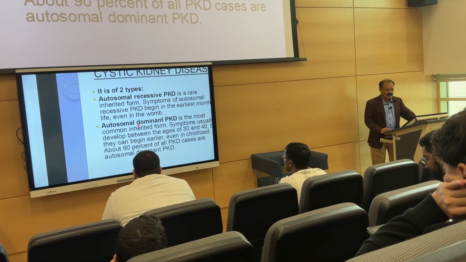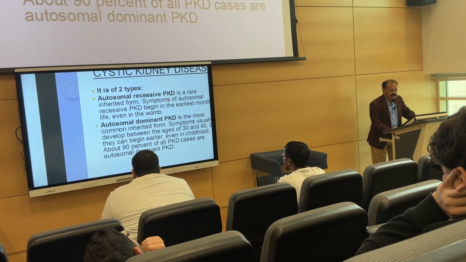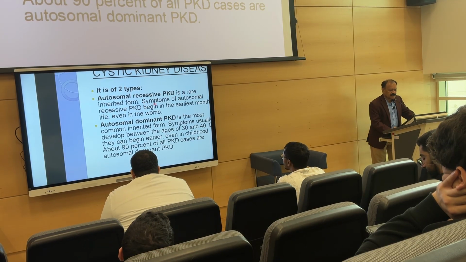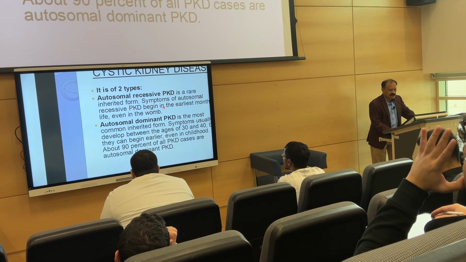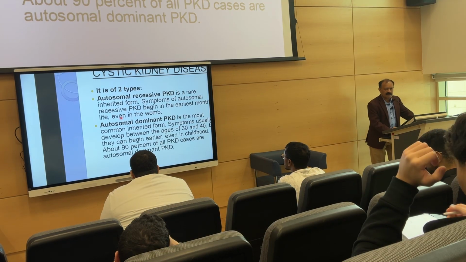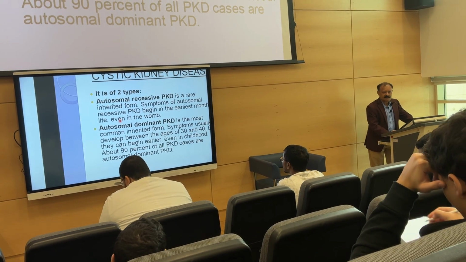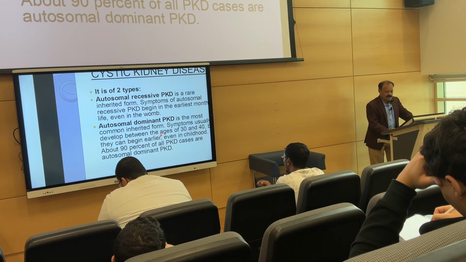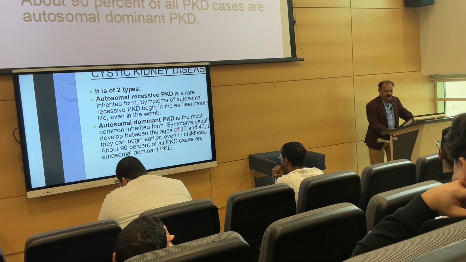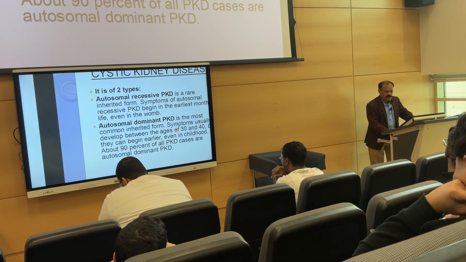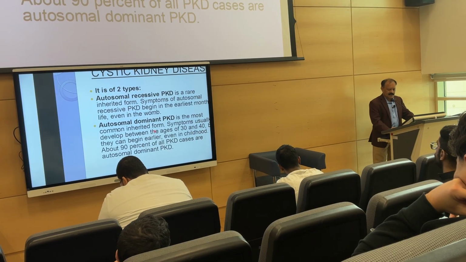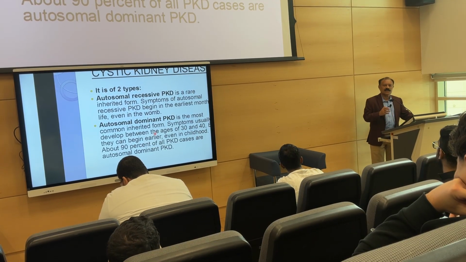Now cystic kidney disease, autosomal recessive PKD or polycystic kidney is a rare inherited form. Symptoms of autosomal recessive begin in the earliest months of life. That means in the children. The dominant form appears at 30 to 40 years. My friend was 42 or 45 years old when he developed this. He died recently. But this is the adult variety. You need the transplantation.